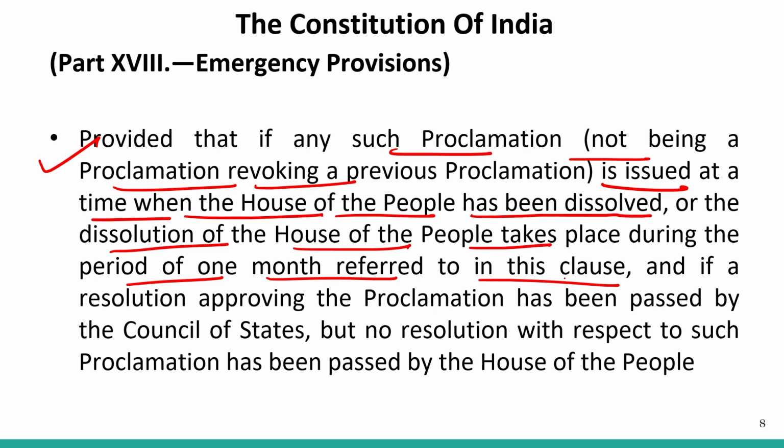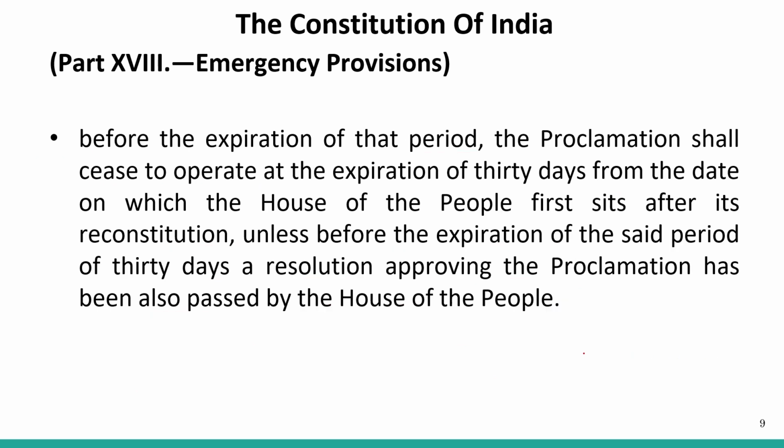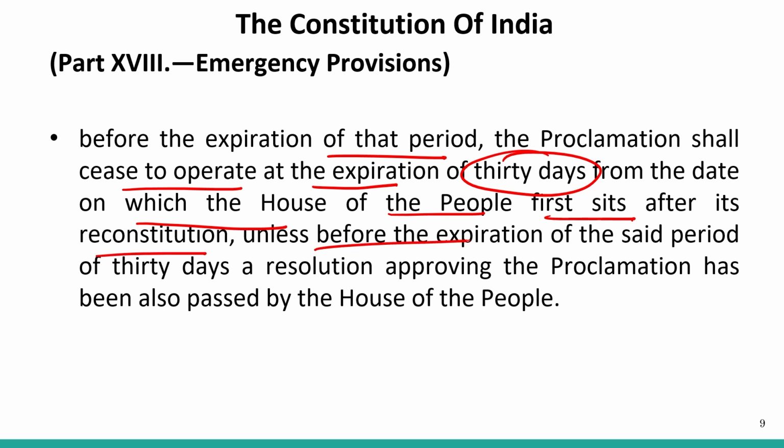During the period of 1 month referred to in the clause, if the resolution approving the proclamation has been passed by the Council of State, but no resolution with respect to such proclamation has been passed by the House of the People before the expiration of that period, the proclamation shall cease to operate at the expiration of 30 days from the date on which the House of the People first sits after its reconstitution, unless before the expiration of the said period of 30 days, a resolution approving the proclamation has also been passed by the House of the People.